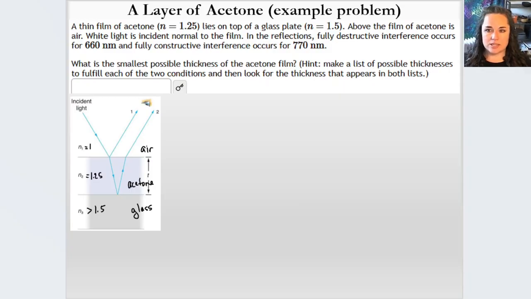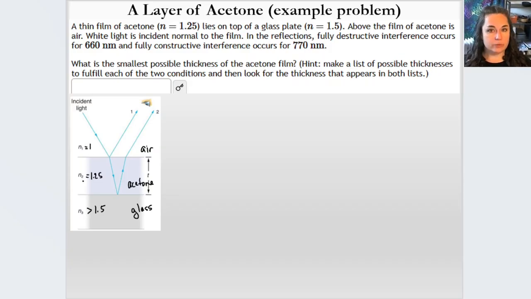What I've done here is I've solved this problem before, and I just went through and deleted the work. So we're going to step through how I solved this problem. A layer of acetone, a thin film of acetone, and it gives the N value for that acetone. You can see I labeled it in the sketch down here. It lies on top of glass. So we have acetone and glass down here. Above the film of acetone is air, just to be clear. And so I put those N's in here as well.